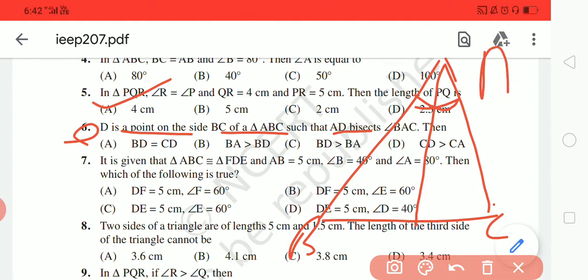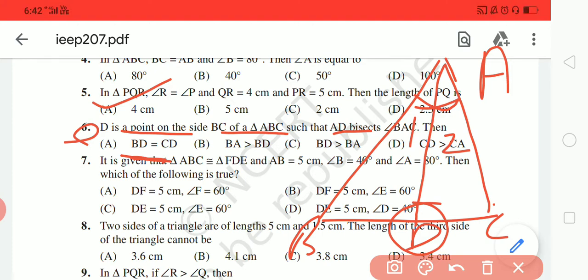So this is the triangle ABC, and we are given that AD is bisecting angle A, meaning angles 1 and 2 are equal. We have to find which of these options is right. We can't say that BD equals DC, because we are not given that D is the midpoint of BC, or that AD bisects BC.